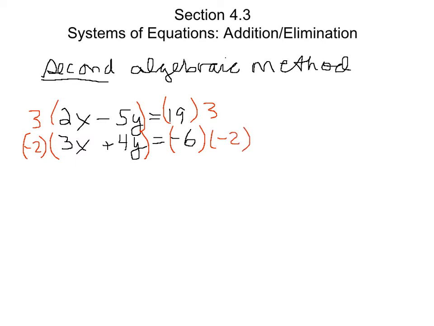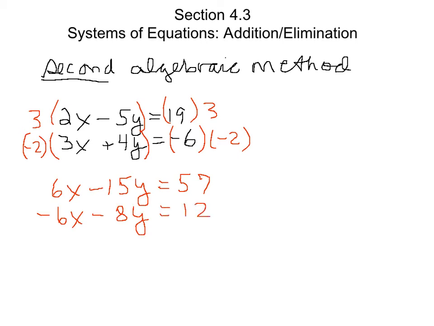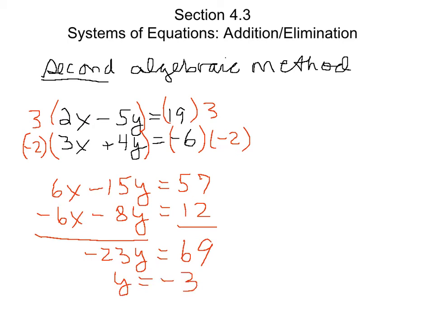Now if I do that, what I get is 6x minus 15y is equal to 57. And on the bottom I get minus 6x. That's the big deal. Minus 8y is equal to 12. So that is the big deal. What I do now is I simply add, and I get minus 23y is equal to, what do I get? 69. And that means y is equal to minus 3.